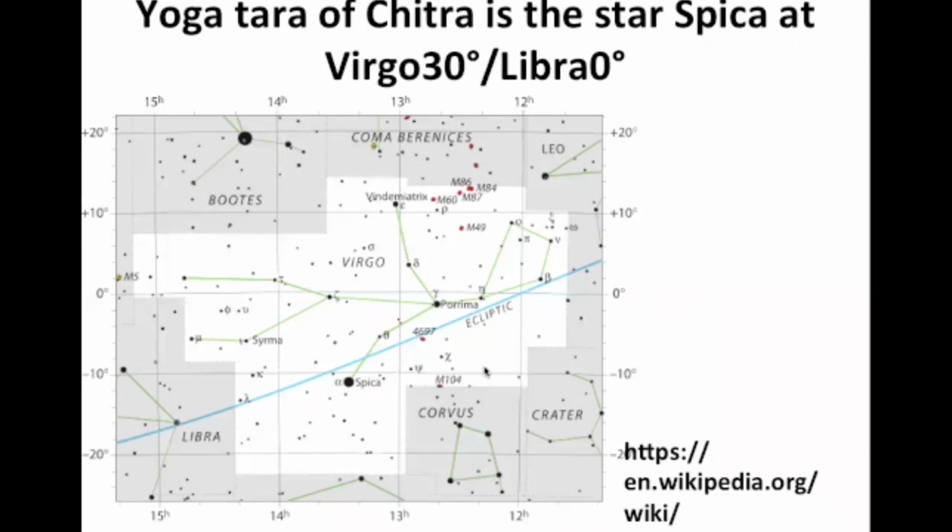So any planets very close to Virgo 30 degrees or Libra 0 degrees, around that range, plus or minus 1 or 2 degrees of error, then those real prominent Chitra qualities can show up. And I will show you some personalities having that, and how Chitra has played an important role, or some important thing you can see related to Chitra qualities in those natives and in their work.